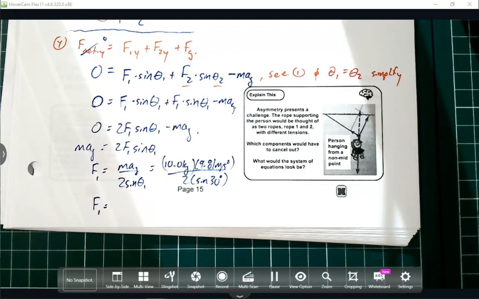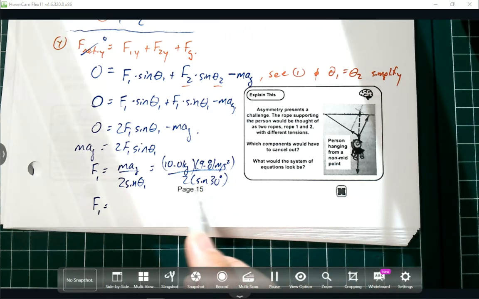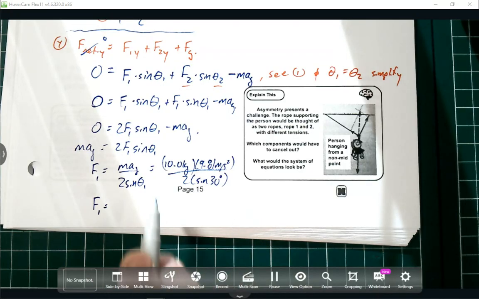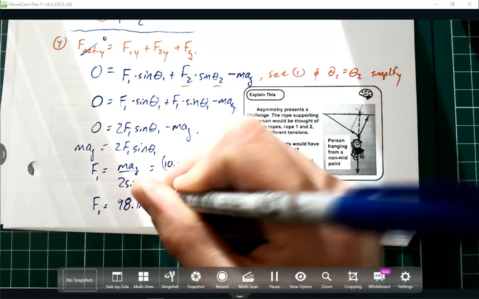What do we get? Sorry? 20? I don't think it's 20, is it? No, it should be 98.1. Sine 30 is equal to what? Everybody know? 0.5? 2 times 0.5 is 1. So that just clears the denominator out to make it be 1. 10 times 9.81, 98.1. Okay?